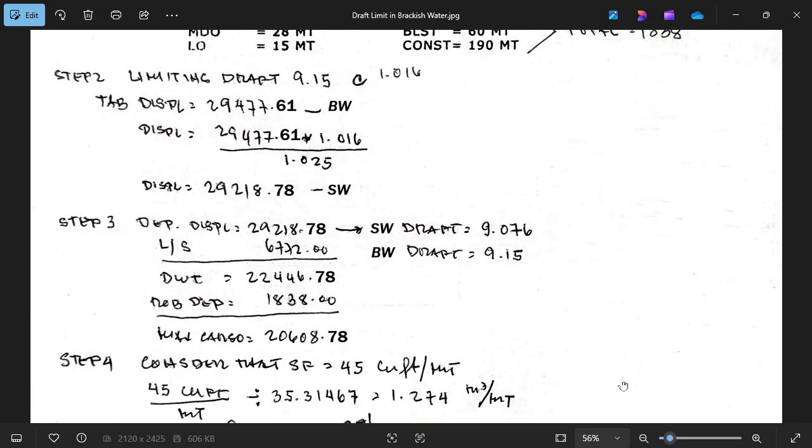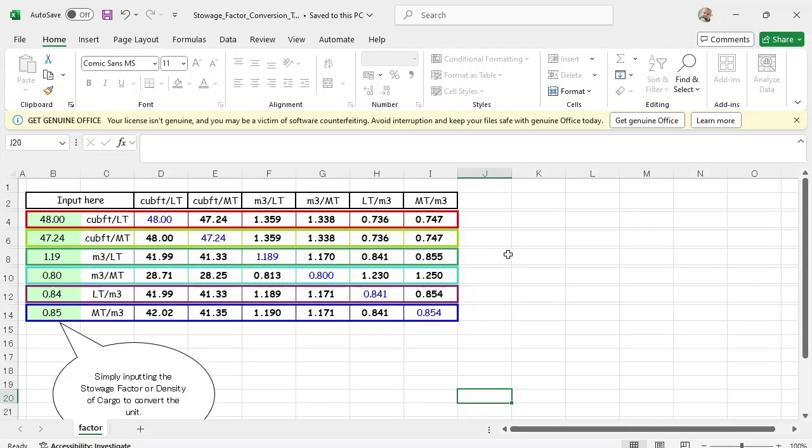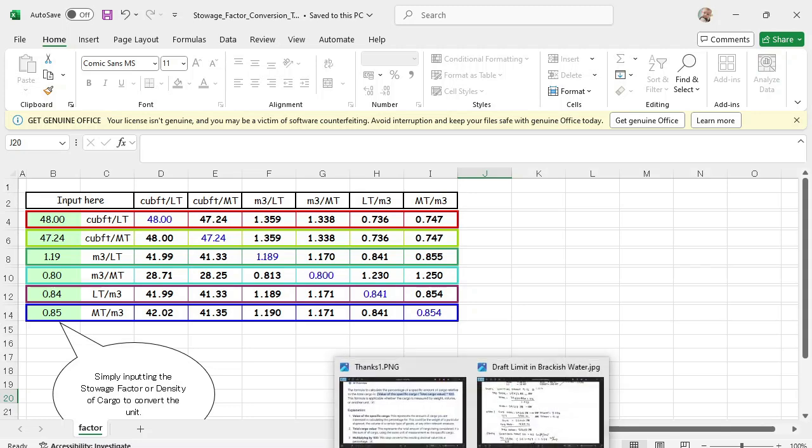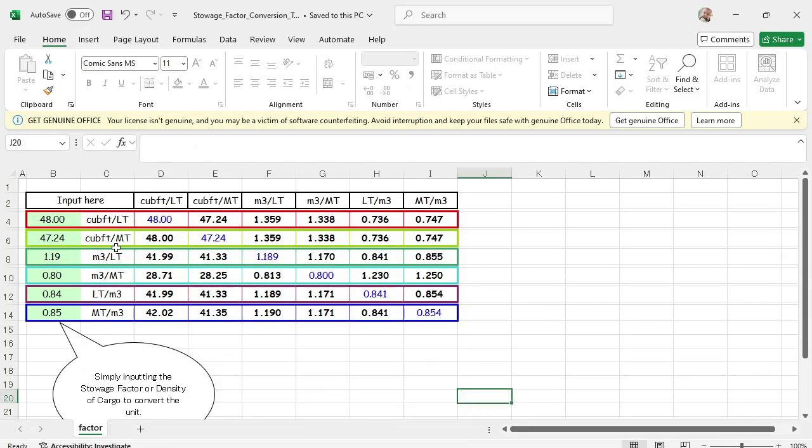Okay, and how do I get this one? I have here a program. I got it from Google. You have the input here, and this will be the equivalent. So what we have is the storage factor in cubic feet per metric ton. So we have 45 cubic feet per metric ton. Look for cubic feet per metric ton, which is this one.